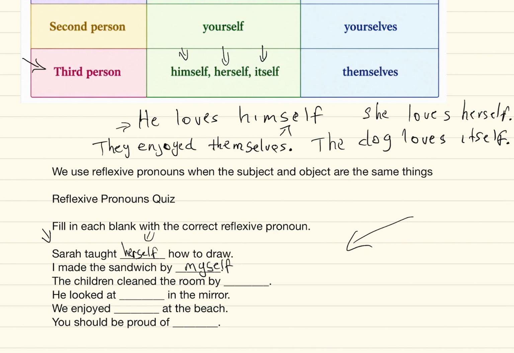Okay, so this one is coming after a preposition, by myself. So that's another way you'll see it, but just remember that myself is always reflecting back to the subject. So myself and I are the same thing. Okay, so the third one is, the children clean the room. Now we're talking about a group of people, so you have to use a plural. So the children clean the room by themselves.